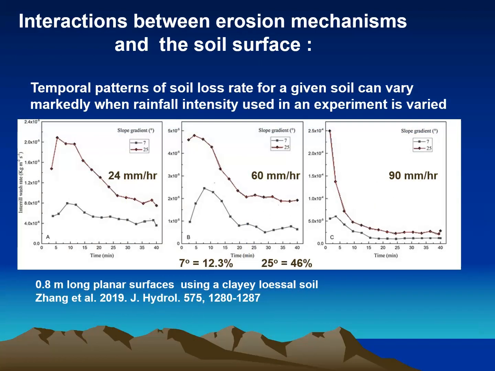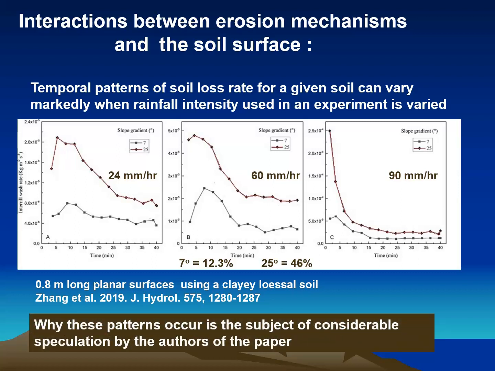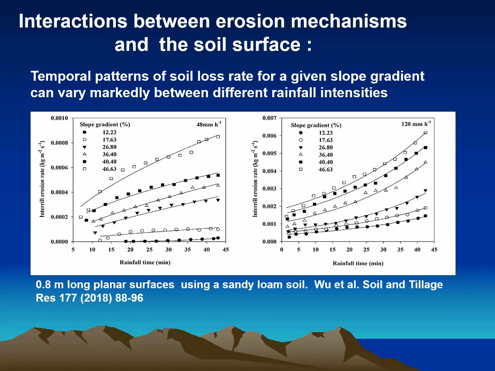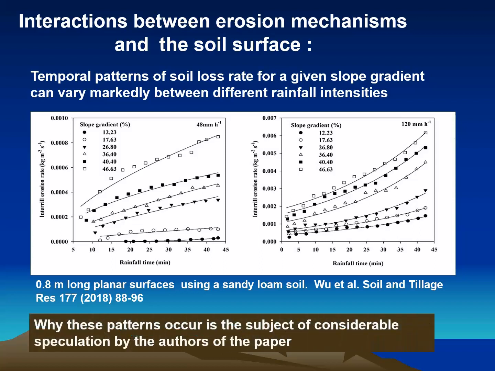Temporal patterns of soil loss rate for any given soil can vary markedly when rainfall intensity is varied during an experiment, as shown by the red line in these three graphs. Why these patterns occur was subject to considerable speculation by the authors of the paper. Here is another set of experiments where variations in rainfall intensity made considerable changes to the temporal patterns of soil loss. Why these patterns occurred again was subject to considerable speculation by the authors of the paper.